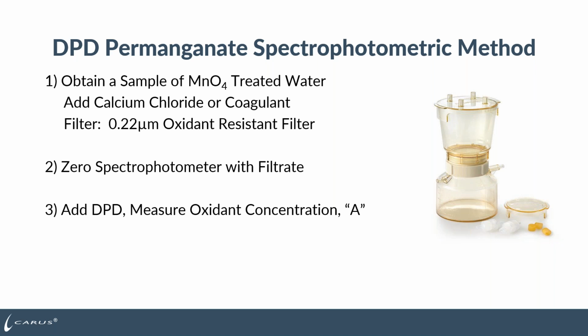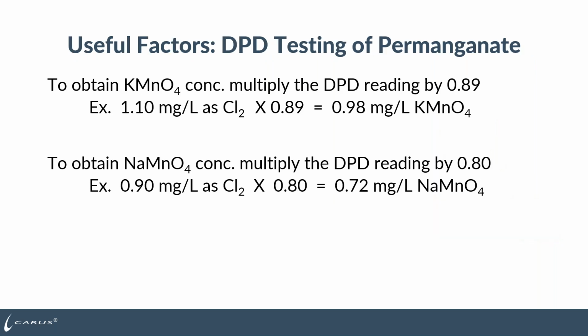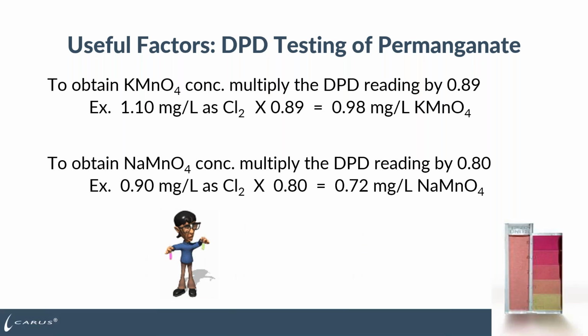We zero the spectrophotometer with the filtrate. We then add the DPD powder pillow and we measure the concentration. So it's the exact same way you normally do with chlorine. You're going to add the powder pillow, you're going to mix the sample, and then as it reacts, it's going to turn a distinctive pink to red color based on how much permanganate's there. Now, like I said, the permanganate doesn't react the exact same way as chlorine.